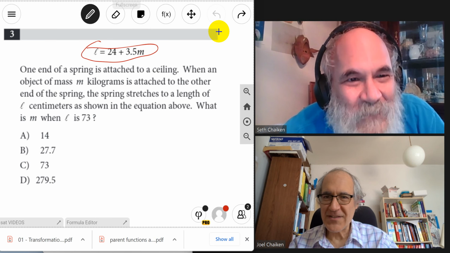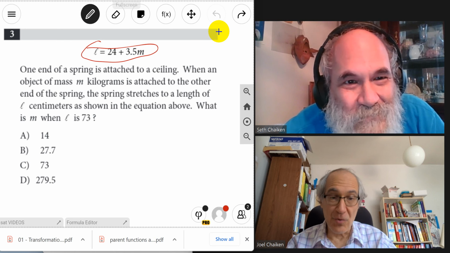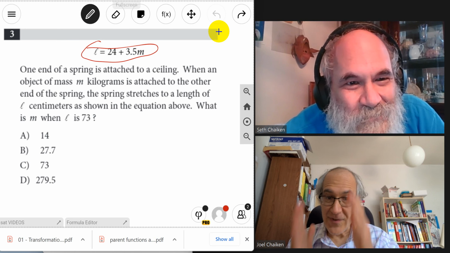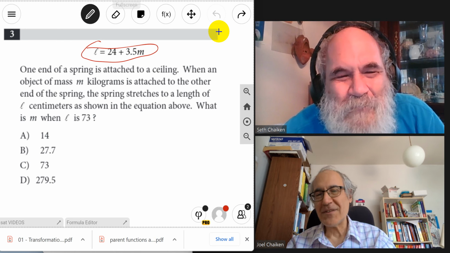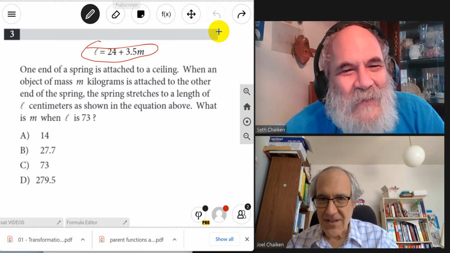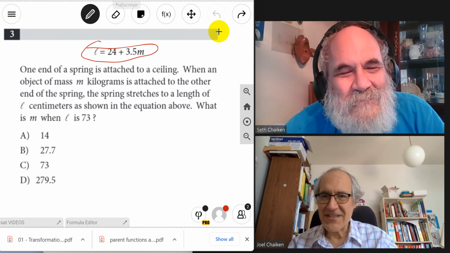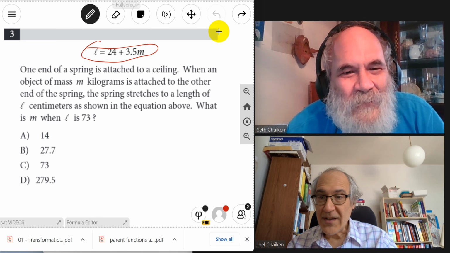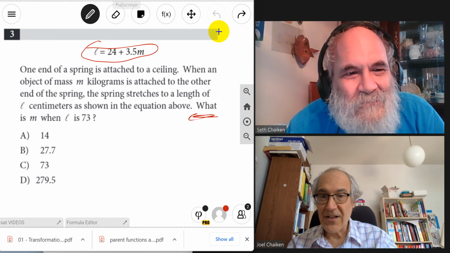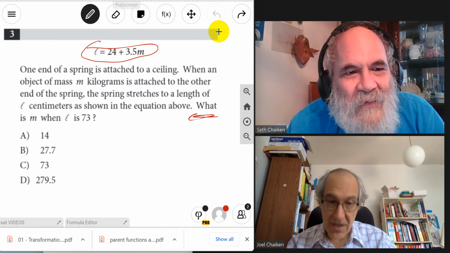The equation is generally the rule. So right now, in this question, we focus on the rule. Let's read the question. One end of a spring is attached to a ceiling. When an object of mass m is attached to the other end, the spring stretches to a length of L centimeters, as shown in the above equation. What is m when L is 73?